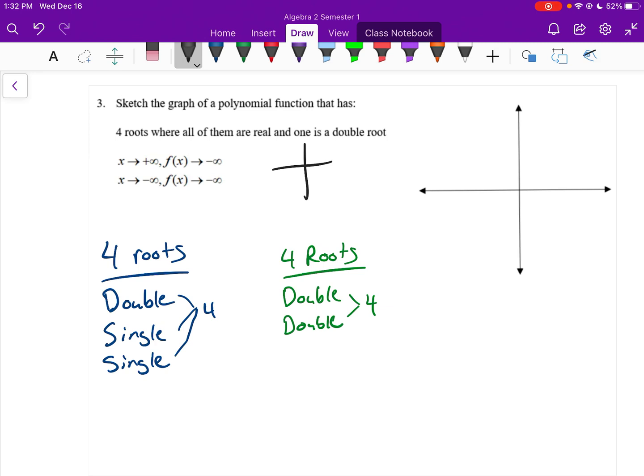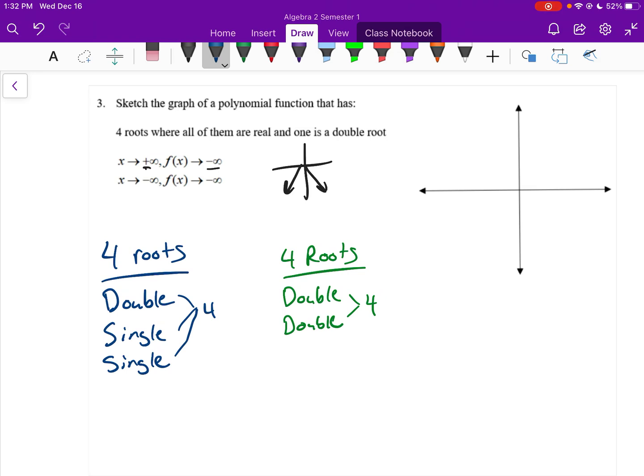Okay, now that we know what type of roots we're going to use, let's look at our end behavior. As x approaches positive infinity, f of x is approaching negative infinity, which is saying as I go right, I need to be going down. And as x approaches negative infinity, f of x is approaching negative infinity, so as I go left, I'm going down. So I need to have an end behavior that looks like that. So starting in quadrant 3, ending in quadrant 4.